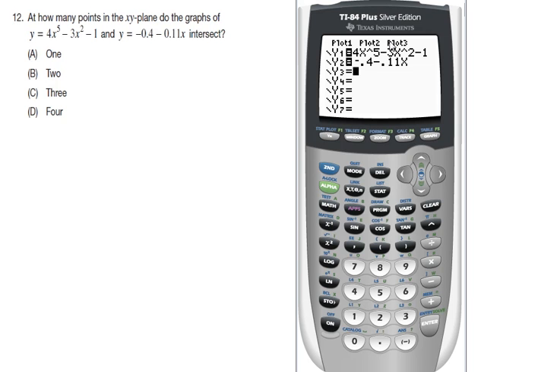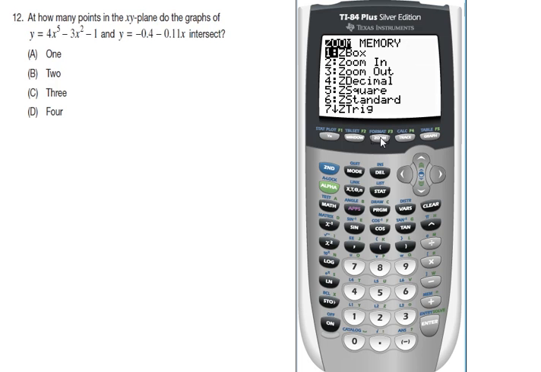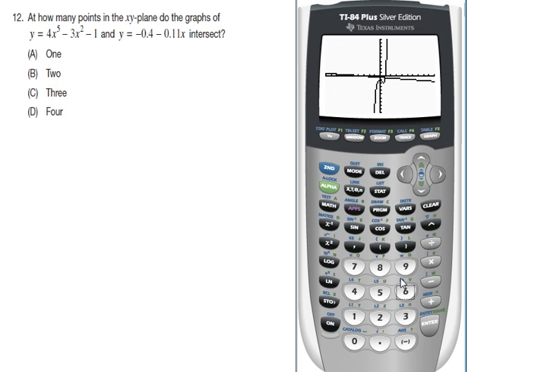If we zoom standard and graph the two functions, we should see that apparently there is only one intersection of those. Now we can't be completely sure by looking at that graph that we have everything there.